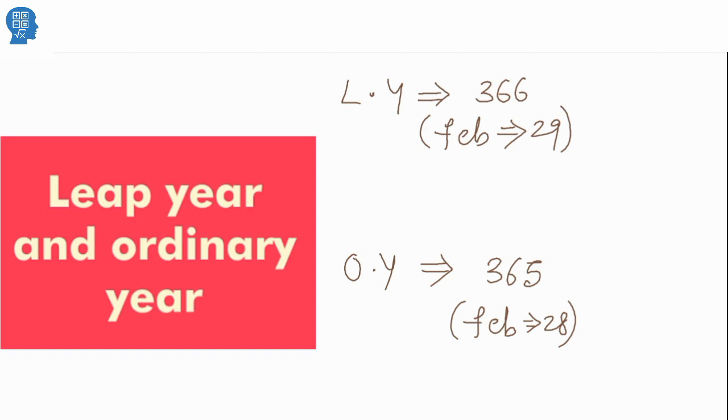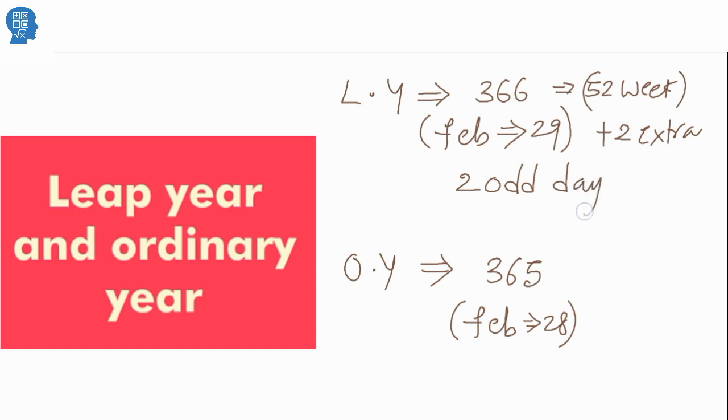And how to find odd days in leap year and ordinary year? Very easy. These 366 days in leap year form 52 complete weeks plus 2 extra days. So 2 extra days are nothing but 2 odd days. So in leap year we have 2 odd days. To get the number of odd days in leap year, you can divide 366 by 7. In that case also we get the number of odd days as 2.